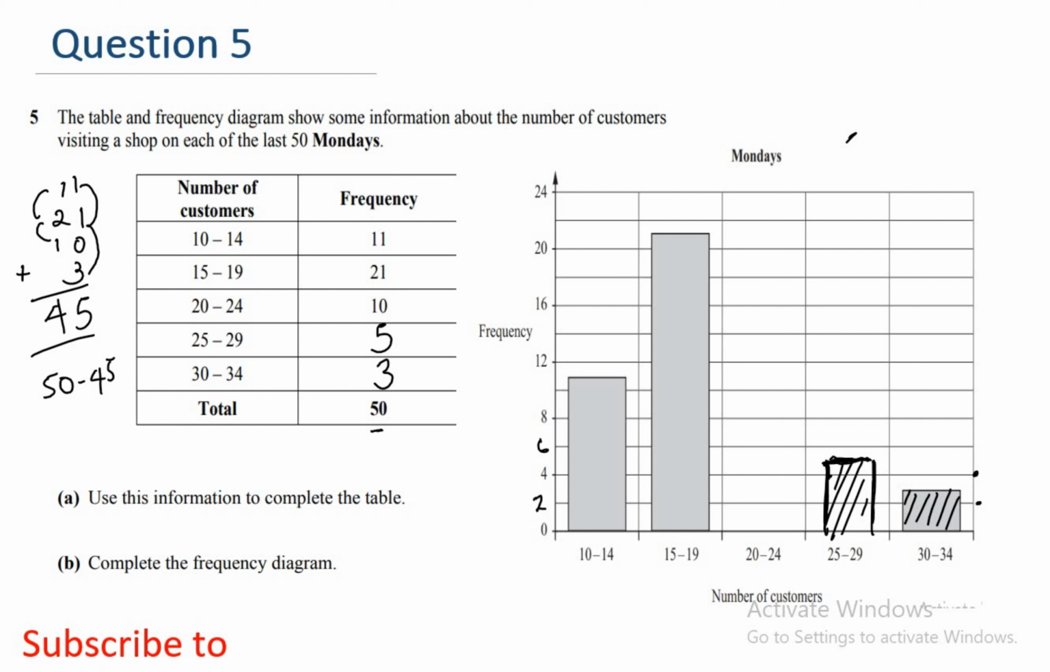All right. Then 20 to 24 is 10. This is 8. This is 10. Between 8 and 12, then I'll bring it down to create my bar for 10. Then we have this as 10. All right. Now I've completed the table, and I've also completed the frequency diagram. That's all. All right. Let's move over to question number 6.